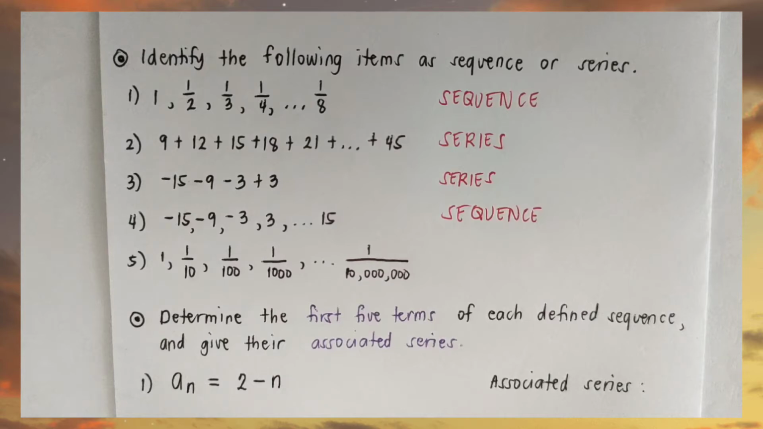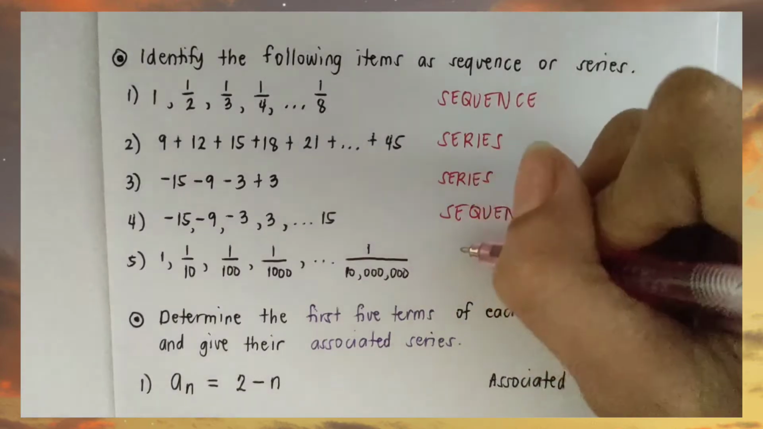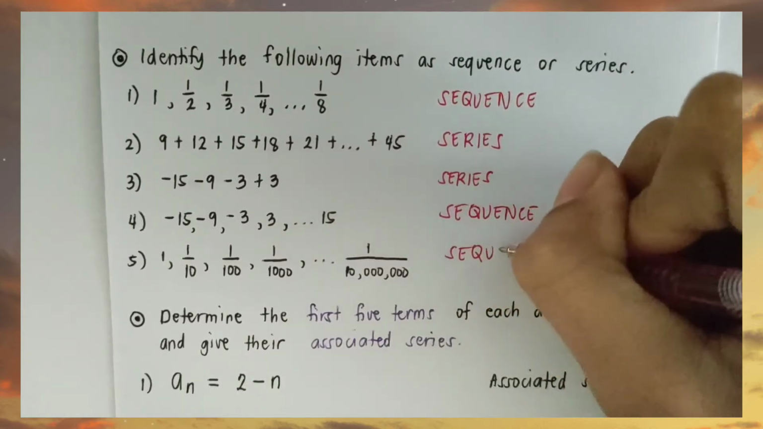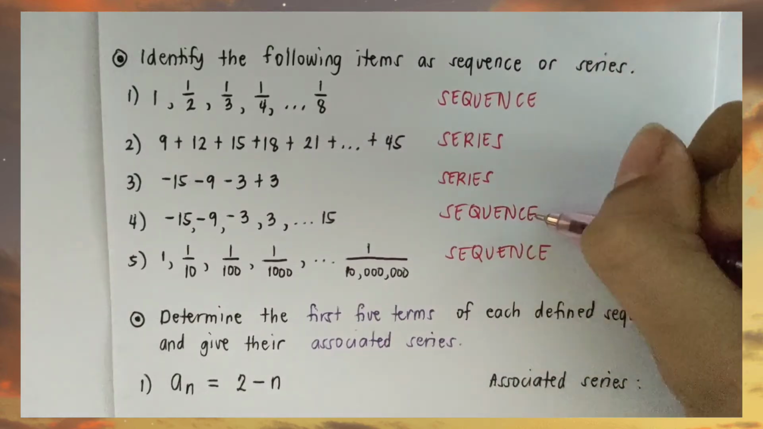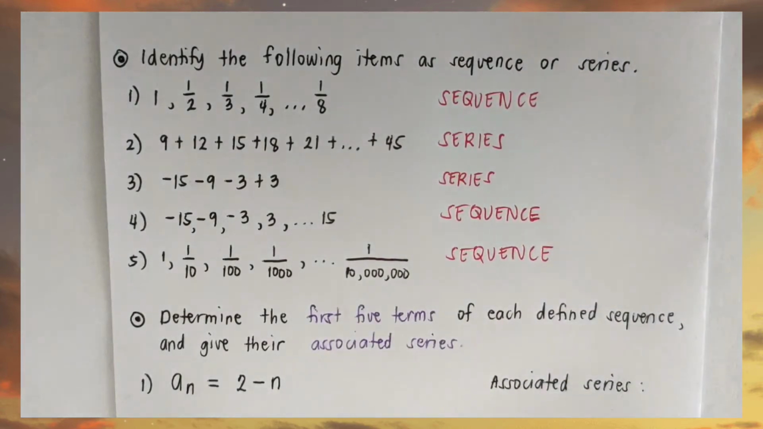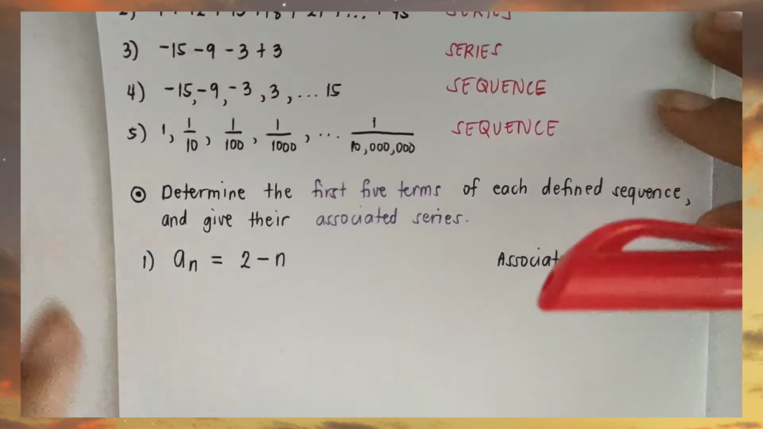And last but not the least, number 5, we have 1, 1 over 10, 1 over 100, 1 over 1000, up to 1 over 10 million. The answer is, very good, a sequence. Good job, class. So you know already the basics. You know how to define and differentiate series from sequences. Now let us proceed with the next problem.